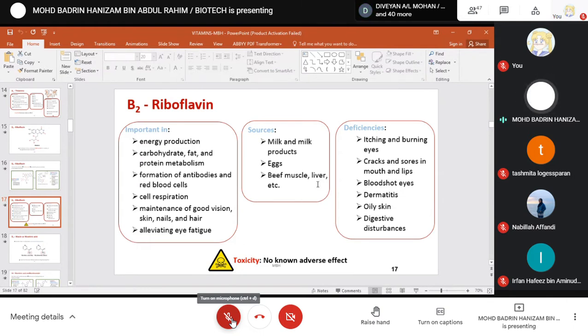All right. So deficiency of riboflavin can cause itching and eye burning, cracked sores in the mouth and lips, bloodshot eyes, dermatitis, oily skin, and digestive disturbance. As for toxicity, there is no known adverse effect. Okay.